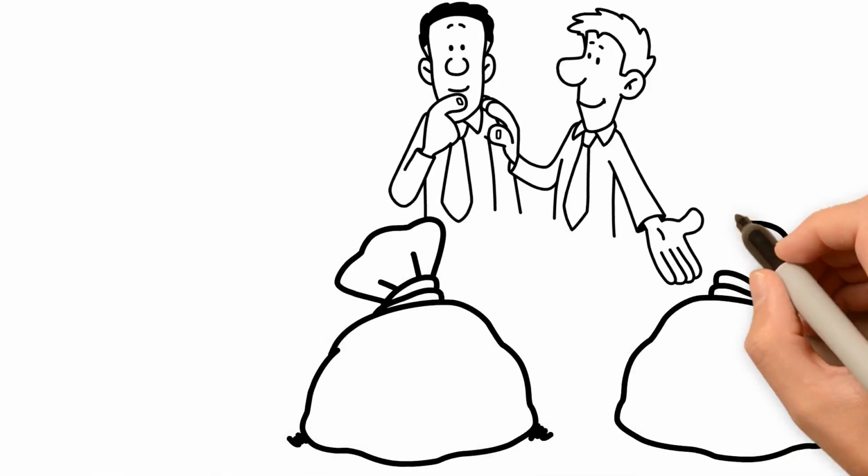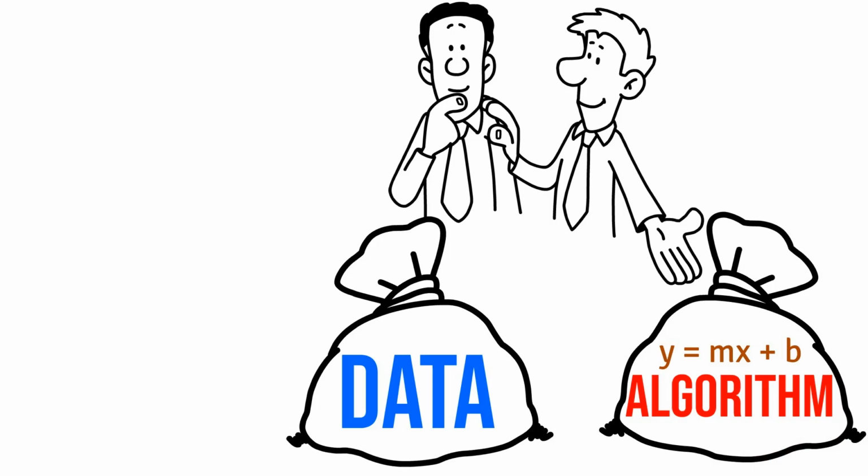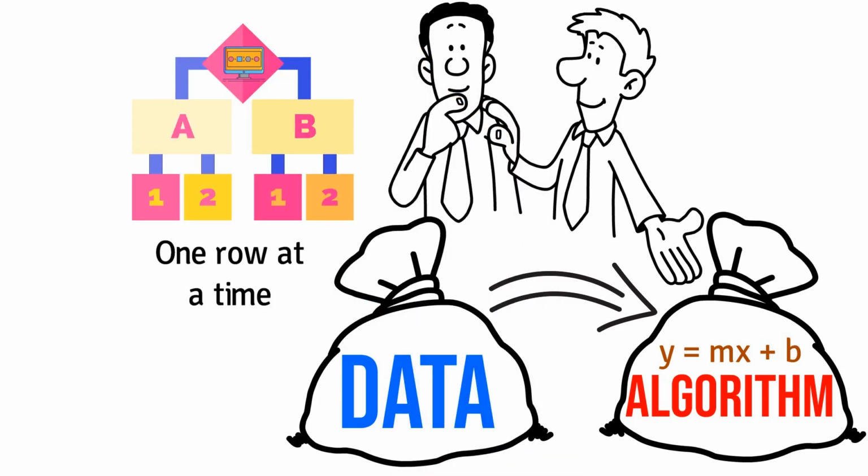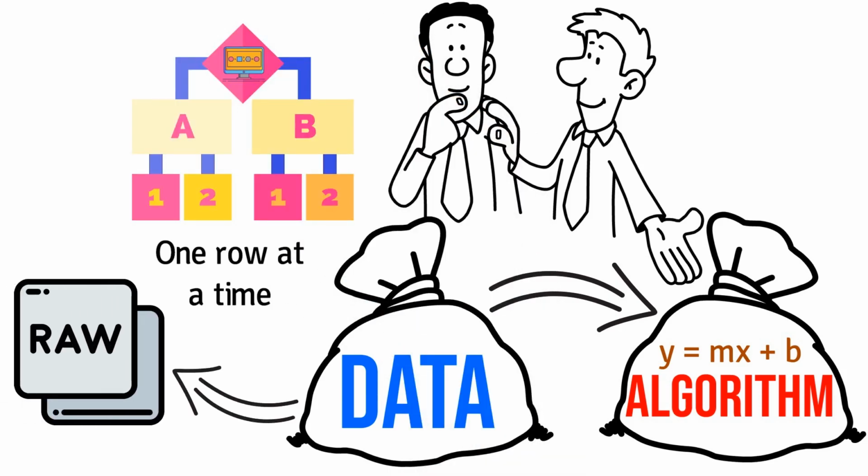3. You now have an algorithm and a bag of data. Supply the data to the algorithm, one row at a time, so your algorithm can simply crunch the numbers and make a prediction. Notice that your input is only raw data, nothing else.